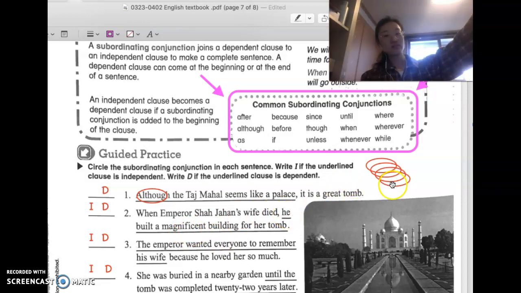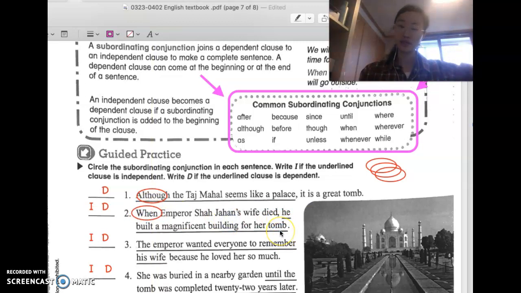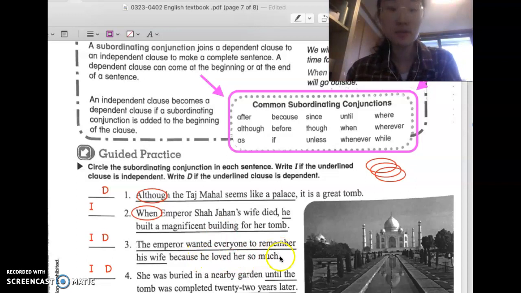Number 2, when Emperor Shah Jahan's wife died, comma, he built a magnificent building for her tomb. Subordinating conjunction is when. Yes. He built a magnificent building for her tomb. Dependent or independent? Independent, because it does not start with a subordinating conjunction, right? And if we got rid of this section, it could still stand alone. He built a magnificent building for her tomb. How nice.